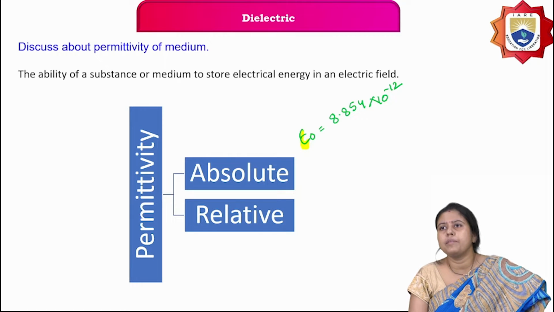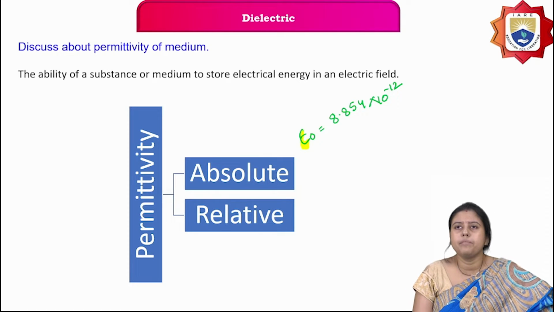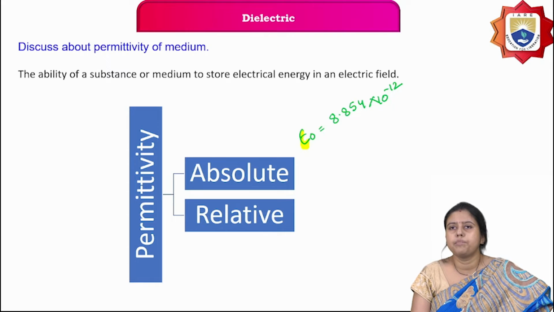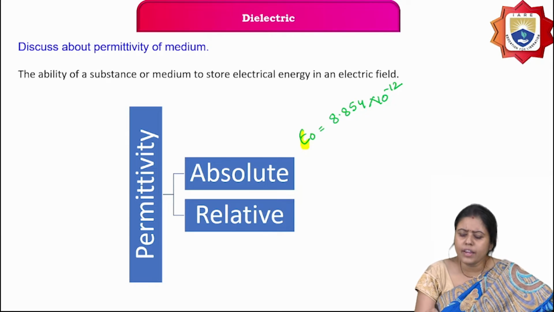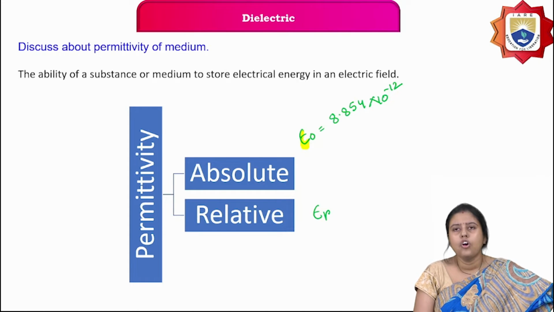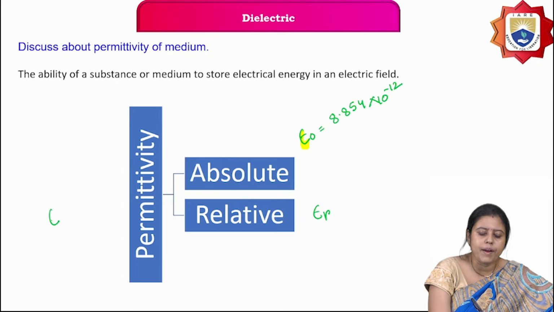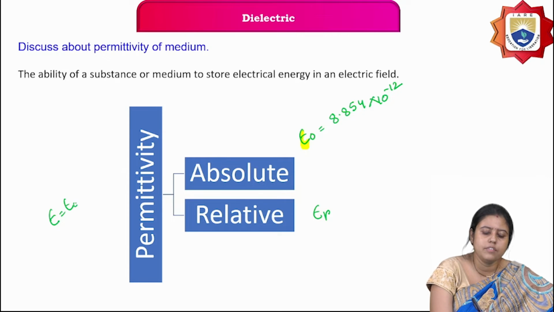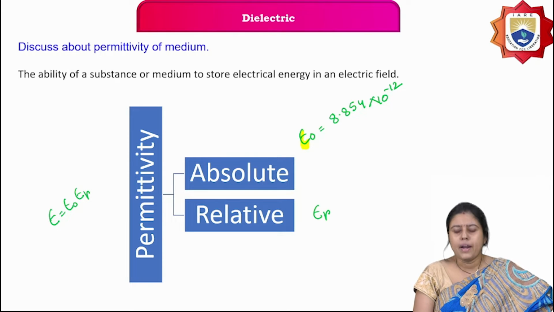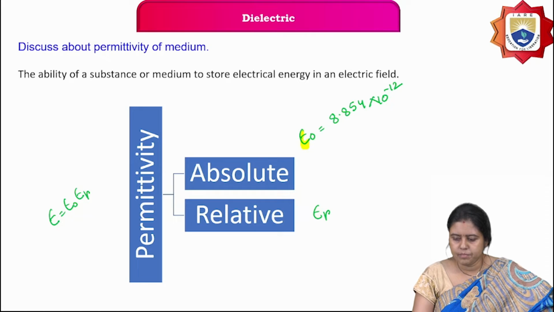What is relative permittivity? Relative permittivity means the permittivity of any medium with respect to the air or vacuum, and we write it by epsilon r. And what is the permittivity? Permittivity epsilon is equal to epsilon naught into epsilon r. So this is known as the permittivity of the medium.